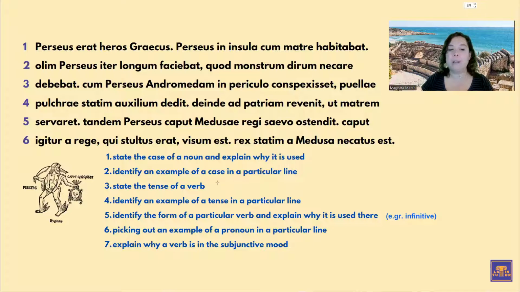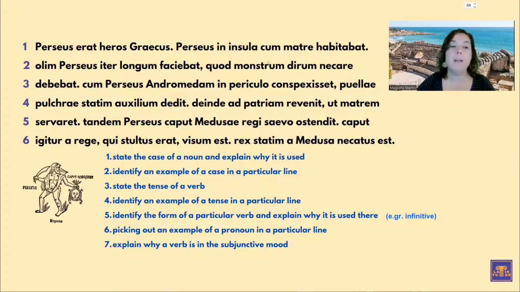Identify an example of a case in a particular line. This is quite straightforward, like find a nominative in line 1 or find an accusative in line 5, etc. You need to choose, it says an example, so you choose one word. Let's do one per line.